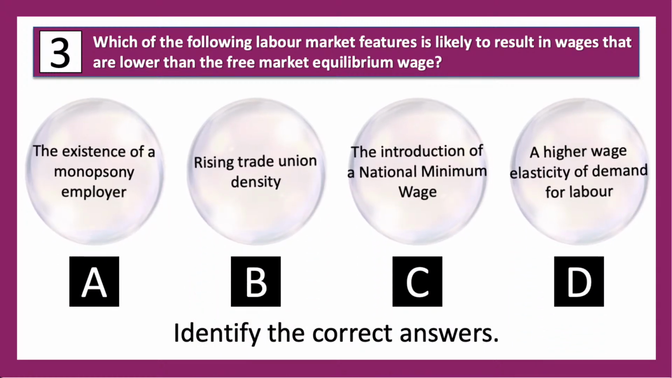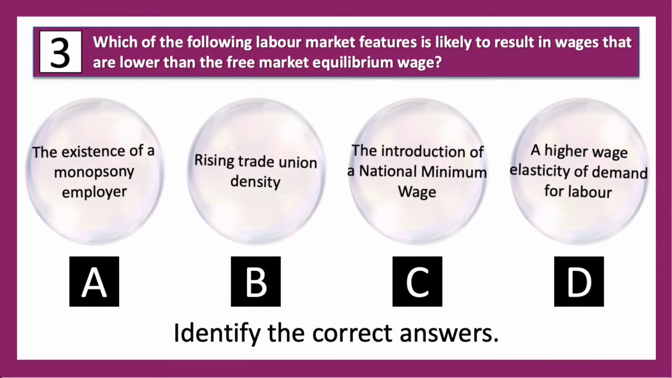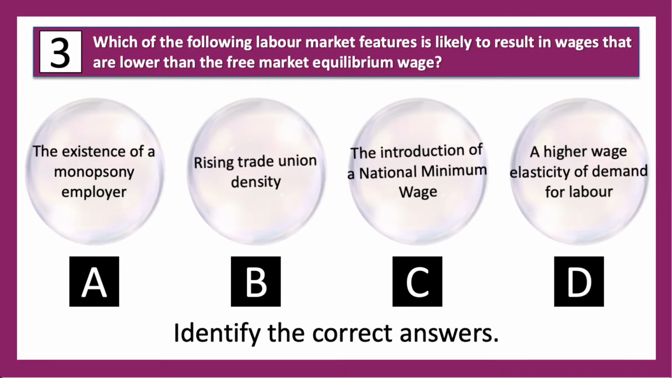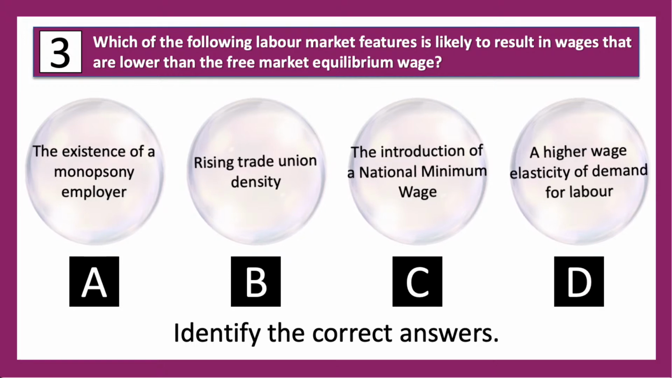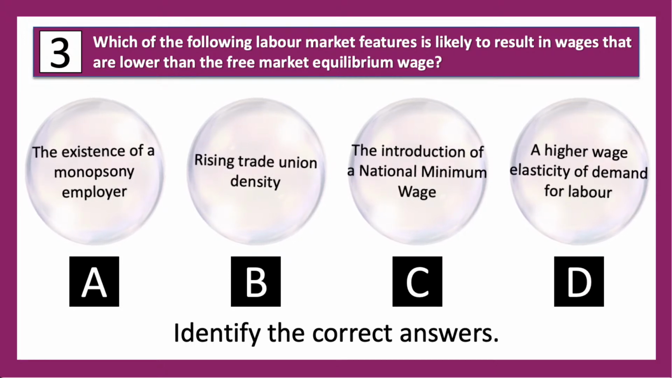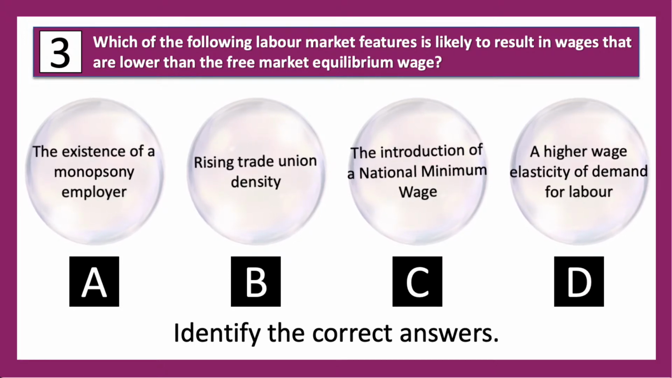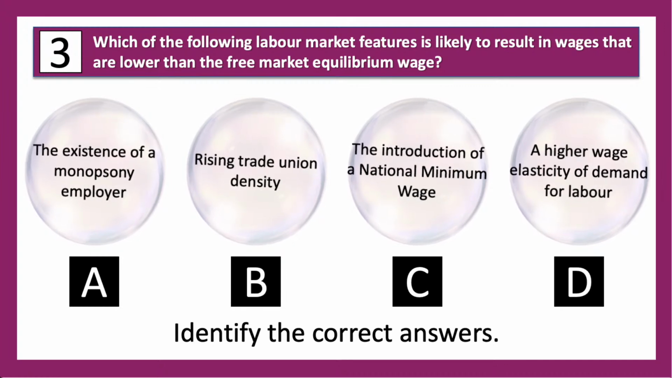Here we go. So we're sticking with the labour market here. Which of the following labour market features is likely to result in wages that are lower than the free market equilibrium wage? Okay, so we've got four options for you there. Have a look at all of them.